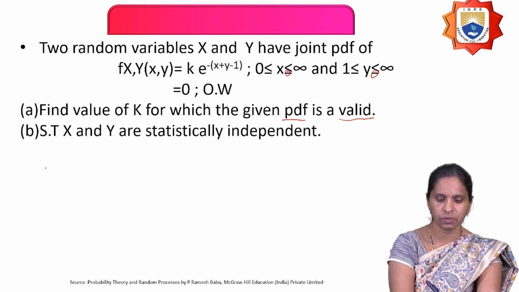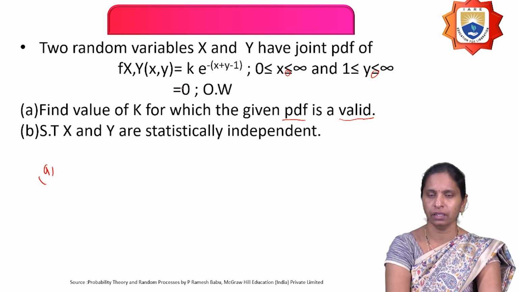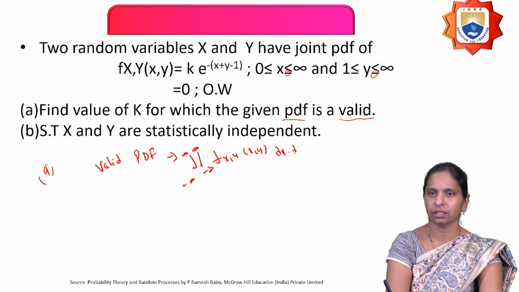Okay. So first, what you have to do is calculate the value of k. How do we find the value of k? What is the formula there? What is the condition for a valid PDF? For a valid PDF, the condition is the integration from minus infinity to infinity of fxy of x comma y dx dy is equal to 1.